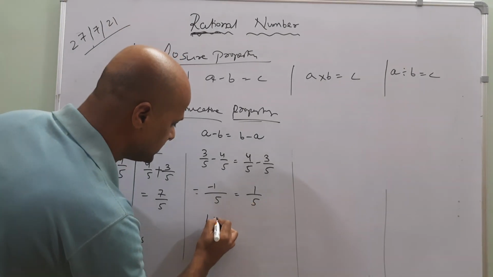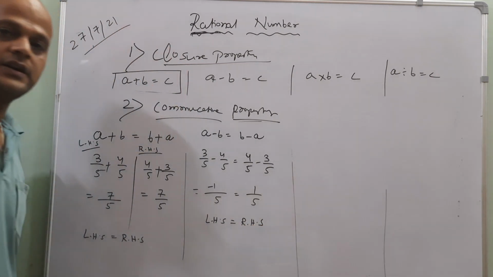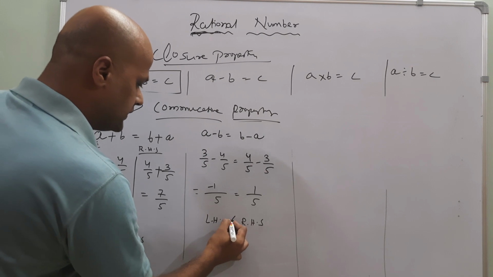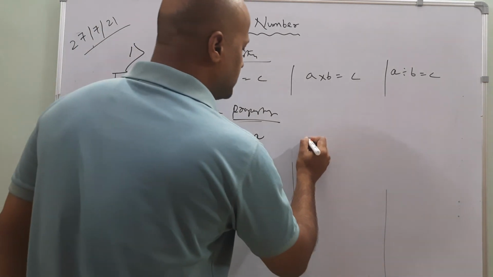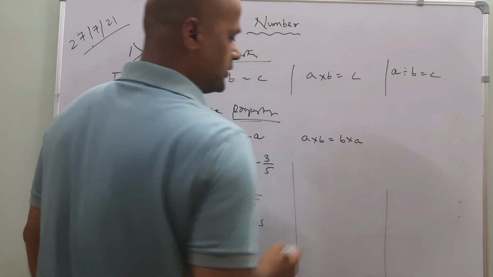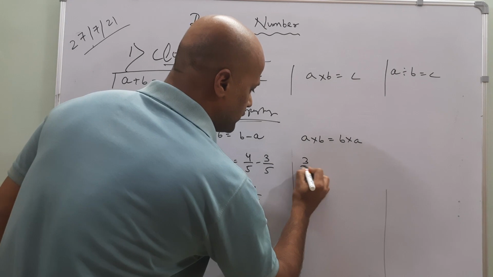So LHS is not equal to RHS. Understood? LHS is not equal to RHS. Now come to the multiplication. Is A into B equal to B into A or not? Okay, now check it. I am taking the same example.